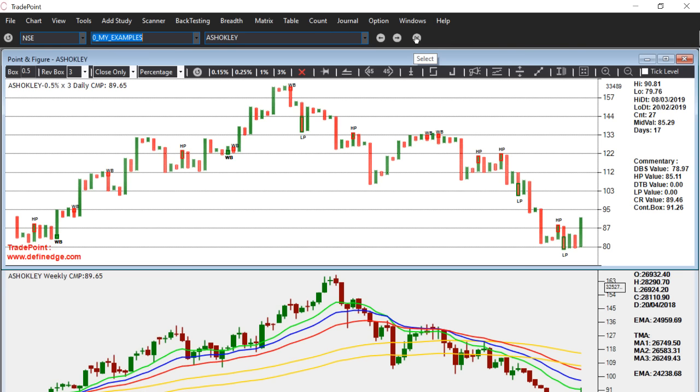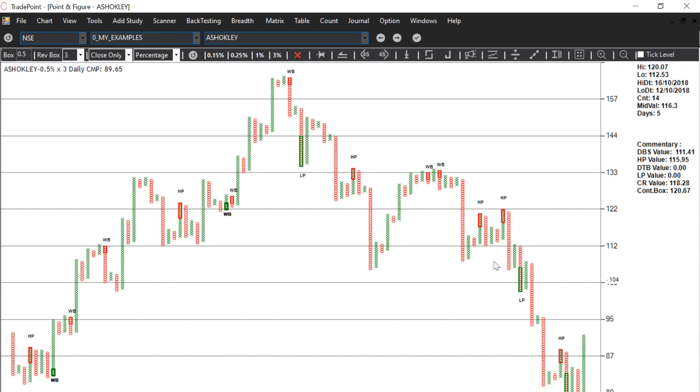This is the Ashok Leyland chart. We see price took support, but it did not do much after it took support, and again here it has given a breakout below the channel, and this happened around November 2018. So after November 2018 we see this major fall.